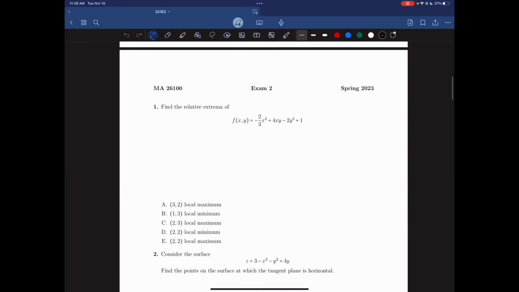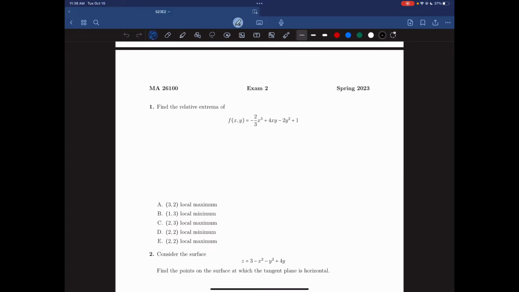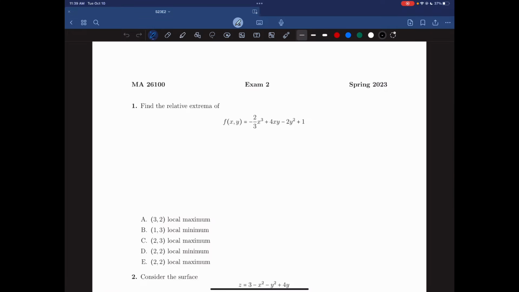Problem 1, find the relative extrema of f of x,y equals negative 2/3 x cubed plus 4xy minus 2y squared plus 1. Okay, so we just need to find the gradient of f and then set each component equal to 0. Gradient f is going to be negative 2x squared plus 4y, comma, 4x minus 4y.